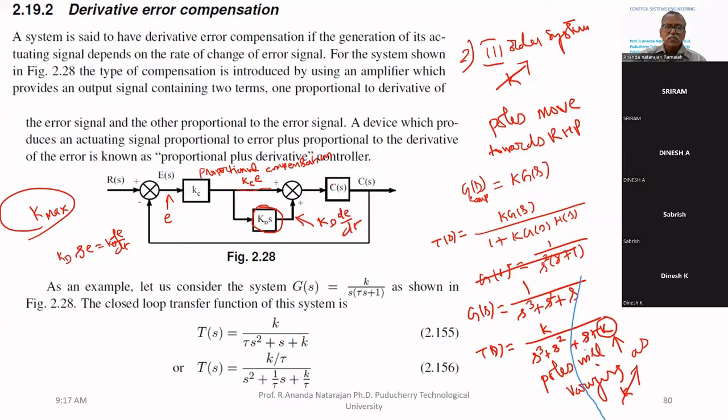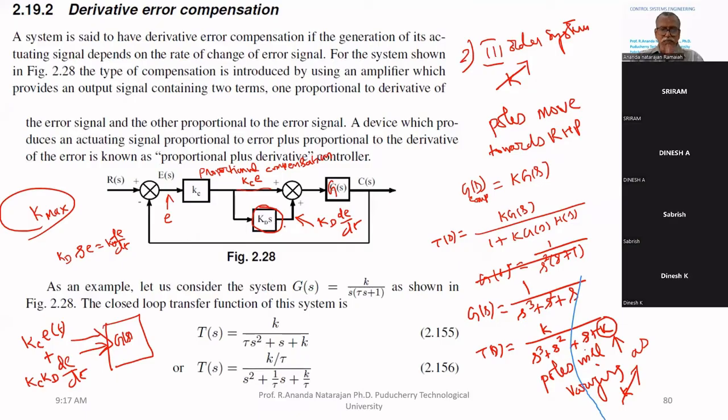Therefore, the input to the system G of S has two components. The input to the system is Kc times E of t plus Kc times Kd times d by dt. This path will give the derivative of the error. These two are added together.